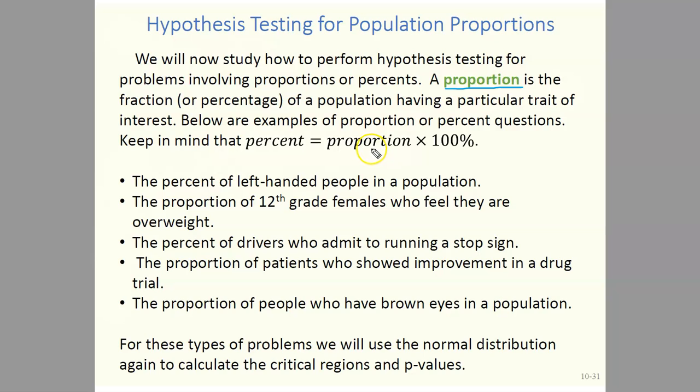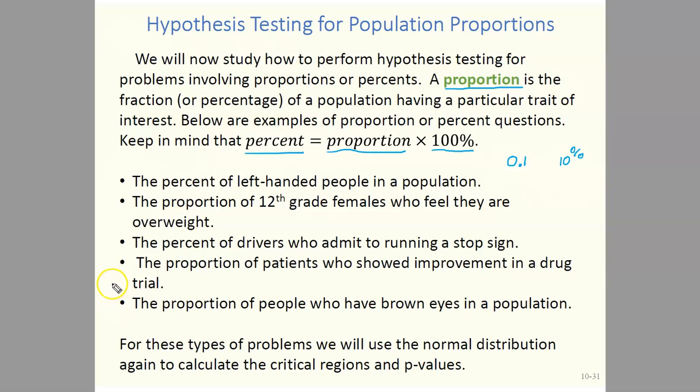Also keep in mind that when you see the word proportion in a problem, that indicates that you're going to use a population proportion hypothesis testing technique, but you may also see the word percent used. That's because your percent is equal to the proportion times 100%. For example, if you're told that the proportion of people who are left-handed in your population is 0.1, that's the same as saying that 10% of the people in your population are left-handed.